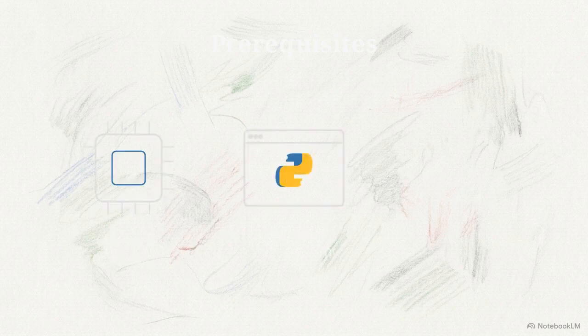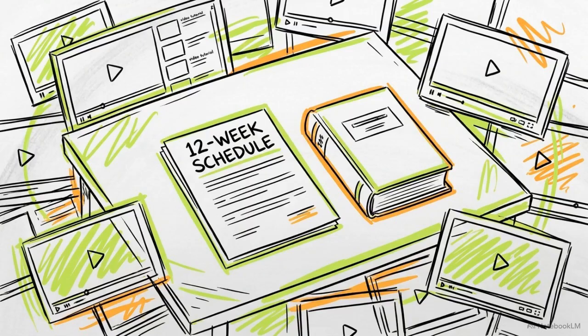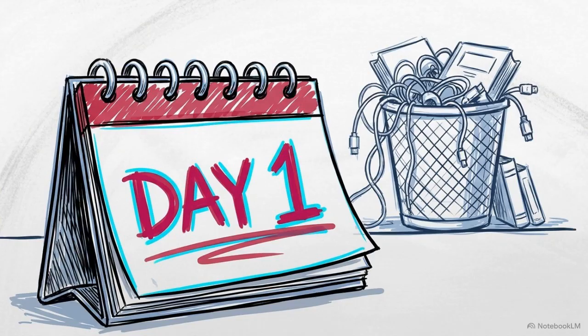To get started, you only need 3 things: a basic understanding of computer operations, a Python coding environment, and the willingness to block out 1 to 2 hours a day. Following this specific chronological sequence is the surest way to avoid tutorial hell. Sticking to the plan will save you hundreds of hours of directionless studying.